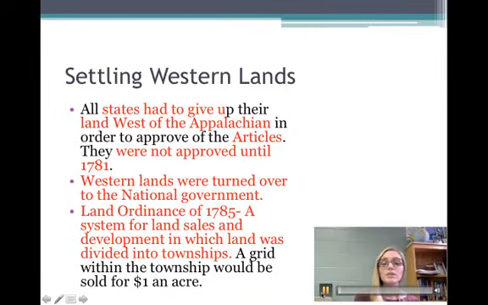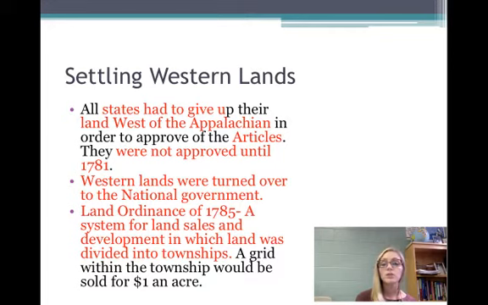As part of the treaty, all states had to give up their land west of the Appalachian Mountains in order to approve the Articles. So if you had land outside of that line, you couldn't approve the Articles, and they wanted everybody to approve. Because of this process, the Articles were not approved until 1781, so it took about 4 years for this to happen.